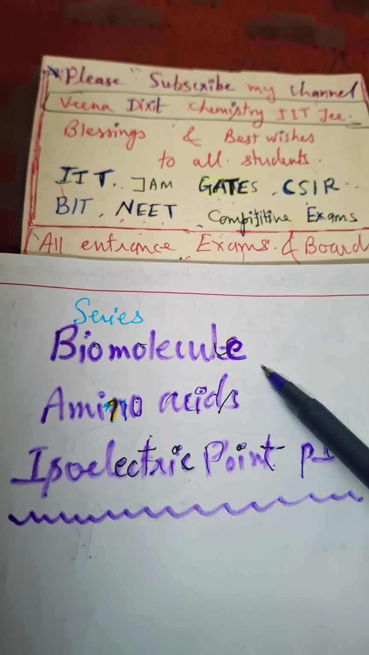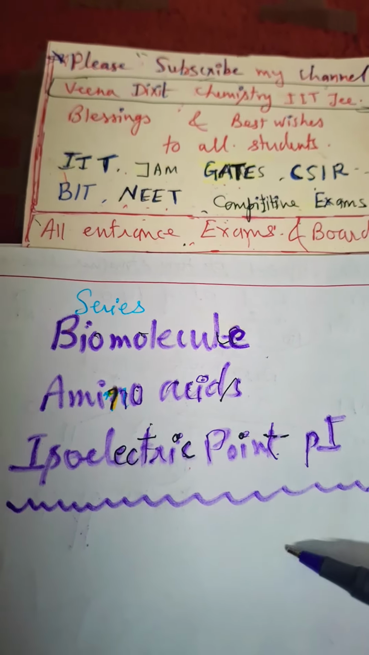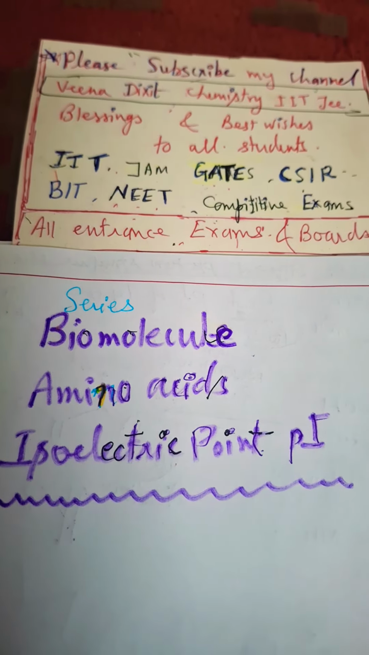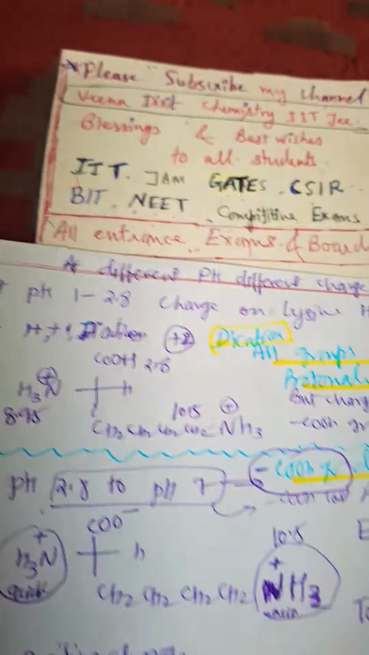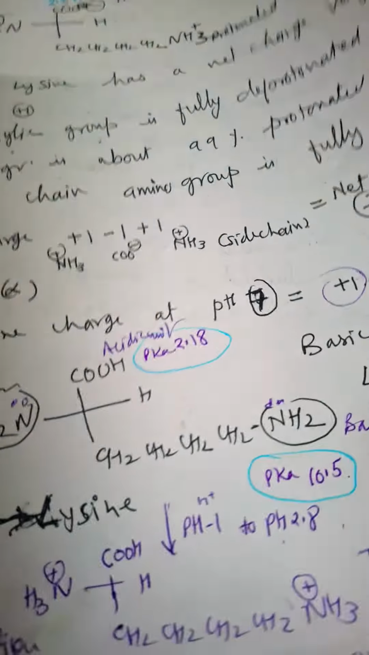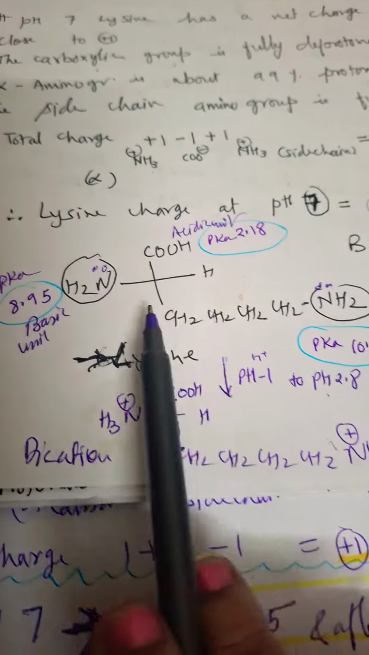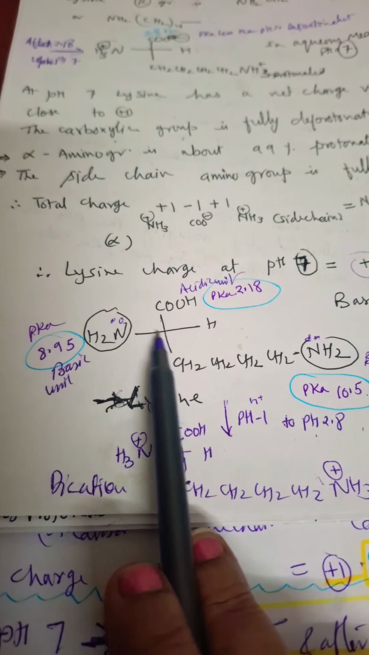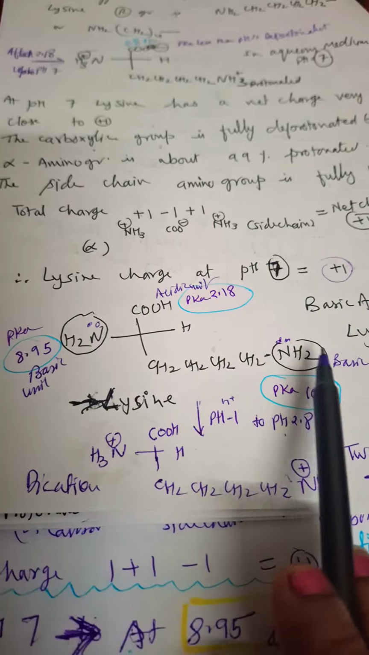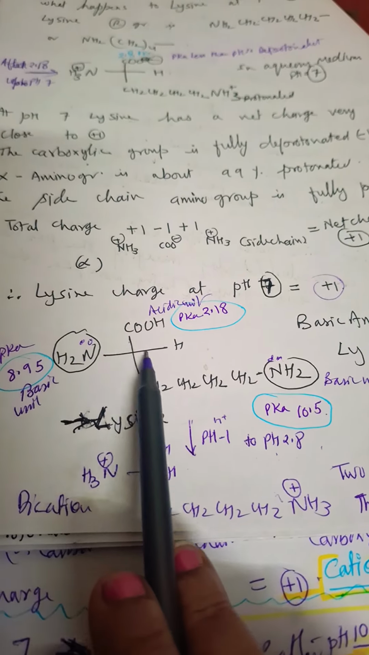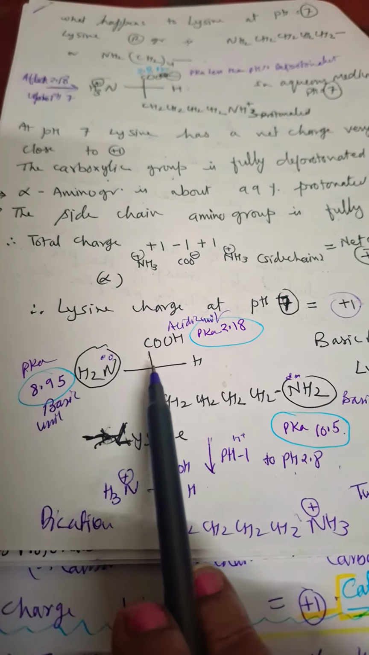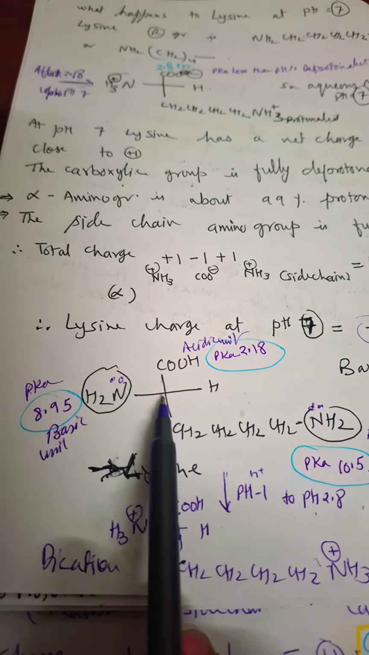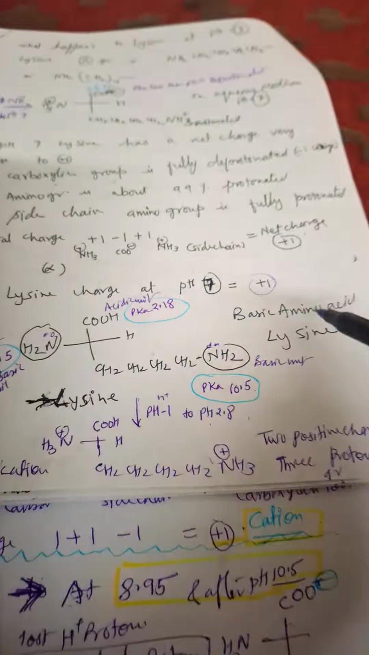We discuss biomolecule and pH structure, how pH makes the structure of lysine different. This we discuss over here. So first you should know the structure of lysine. It has two amino groups. One amino group is present at the alpha carbon and the second amino group is present in the side chain, and there is one carboxylic group attached to this alpha carbon and one hydrogen is present. Okay, this is an alpha amino acid.